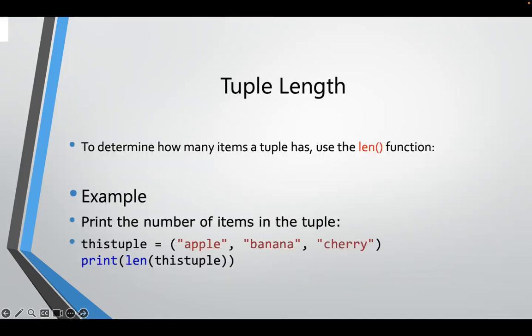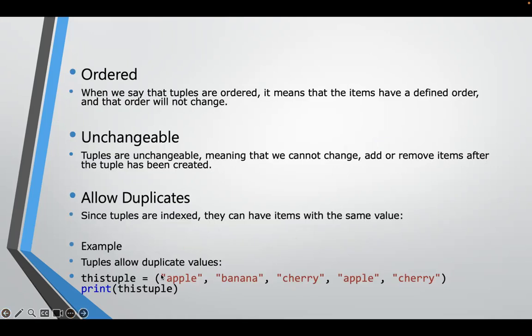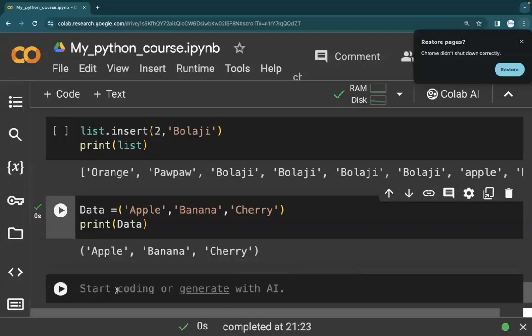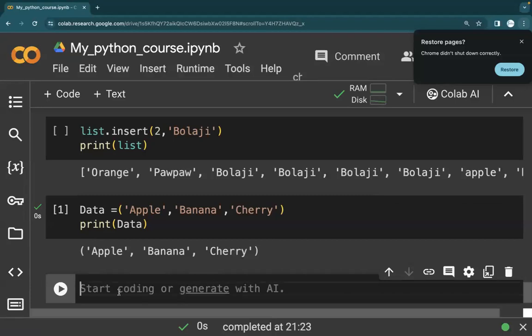We can also find a tuple length. Let's try to see this unchangeable property. Let's try to remove something from the tuple, or change something in the tuple, and see if it's going to work. Can you see my screen now? So let's say data.remove(banana).